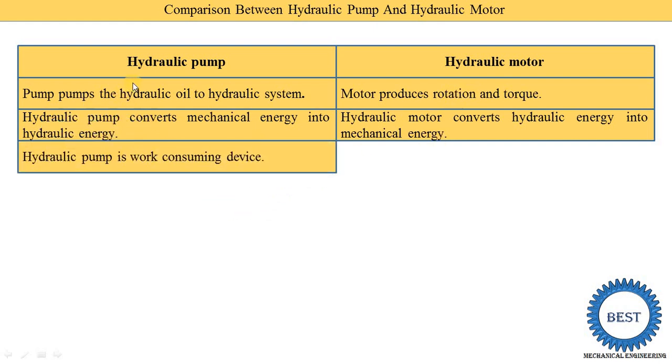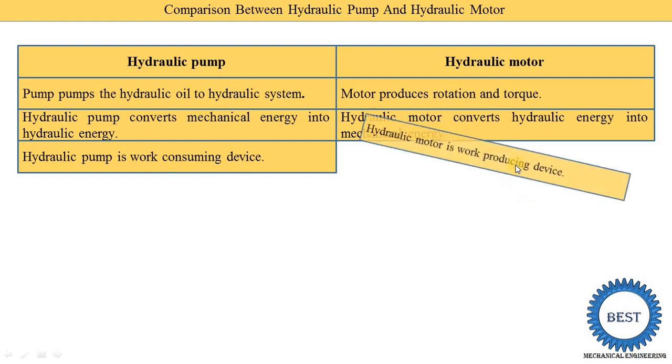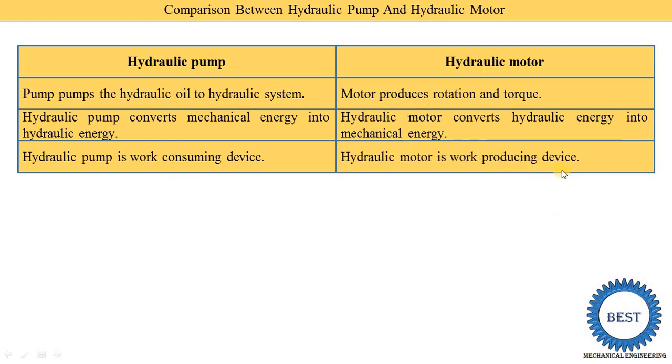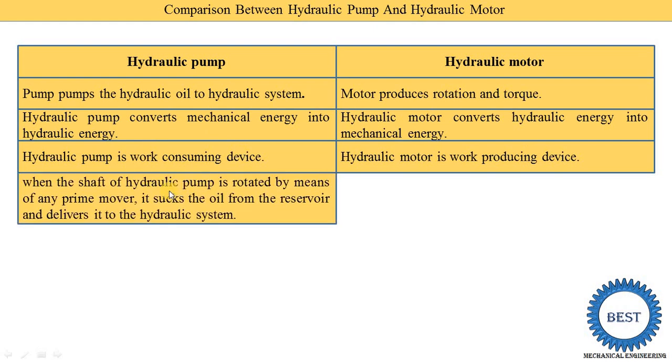Third point: a hydraulic pump is a work consuming device. Meaning we are supplying work to the hydraulic pump, supplying mechanical energy to the pump, so it consumes mechanical energy. A hydraulic motor is a work producing device. Meaning it produces mechanical work. In a hydraulic pump we supply mechanical energy as an input. In a hydraulic motor we get mechanical energy as an output. That's why it is considered a work producing device. And in a pump we supply the mechanical energy, that's why it is called a consuming device.